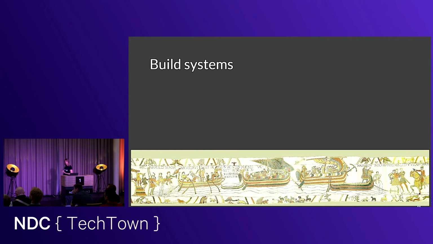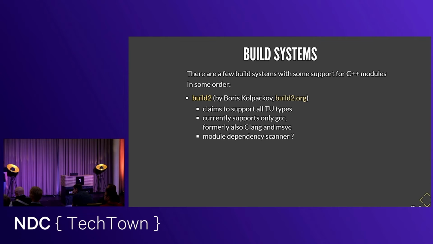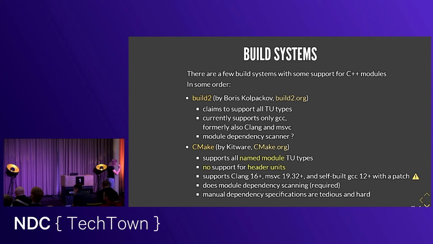Let's talk about build systems. Which build systems support modules today? Any idea? Any candidates? Okay. Let's do it in some random order. The oldest one is Build 2. Some people might have heard about it. A couple of years ago, it has been supporting all major compilers. As far as I know today, it only supports GCC as module. Please be aware, I talk only about modules.